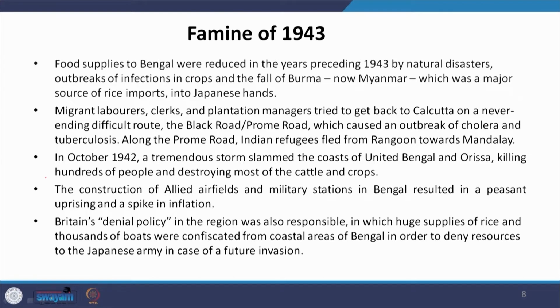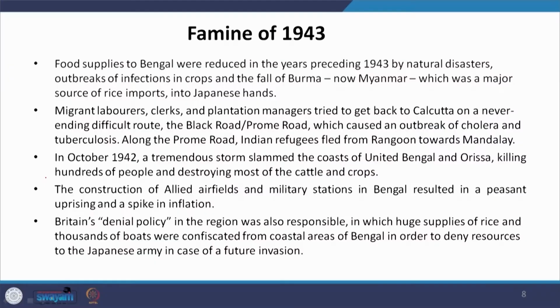So, the famine of 1943 is another prominent historical event which happened prior to the independence and the partition, and this actually affected the Bengal and Odisha regions in a very significant way. Food supplies of Bengal were reduced in the years preceding 1943 as a result of natural disasters, outbreaks of infections in crops, and because of the fall of Burma, which is now called Myanmar, and which was a major source of rice imports, and because it went into Japanese hands. So, the famine of 1943 was the result of several factors tied together.